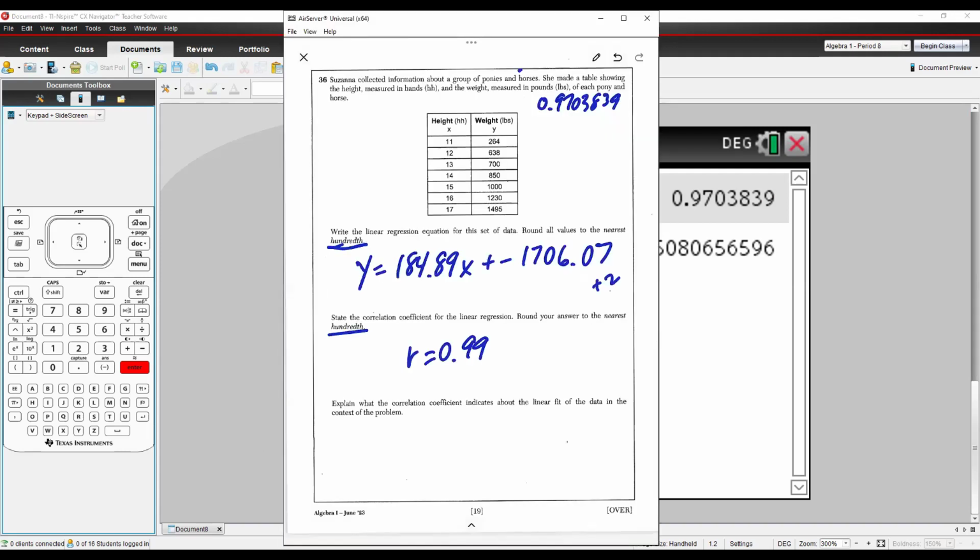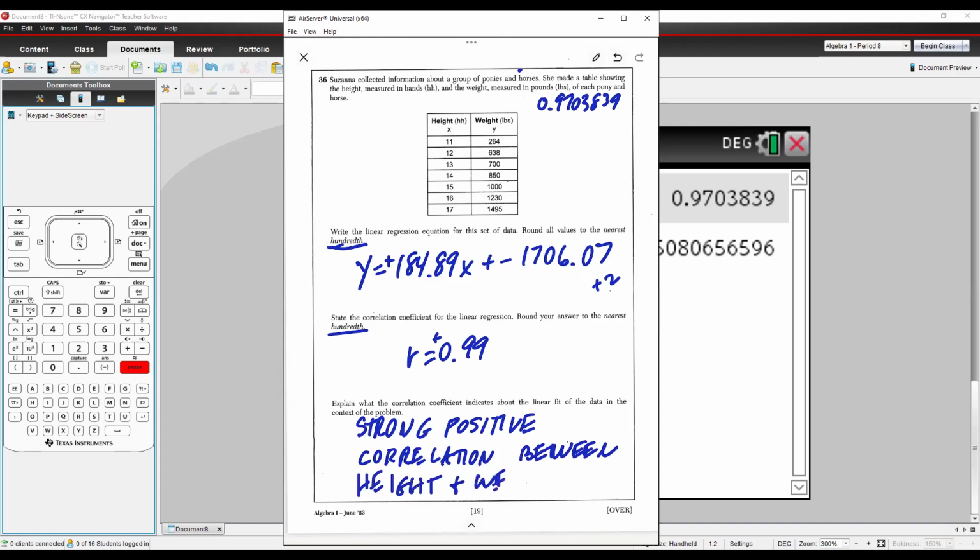Correlation coefficient, and this is positive, and it's just saying there's a strong positive correlation between the 2 variables, between the height and weight. That's it. That's what you would do. This is 1 point rounded. This is 1 point if you say strong positive correlation.